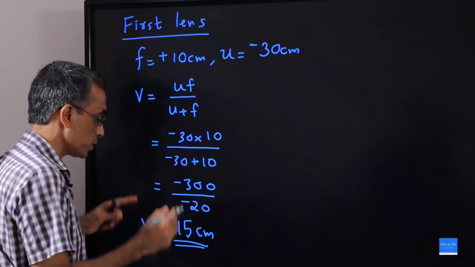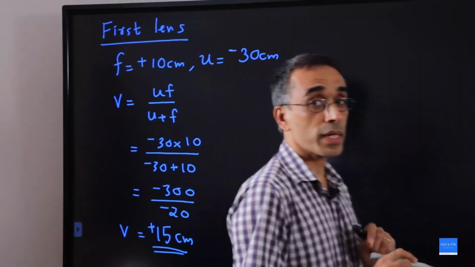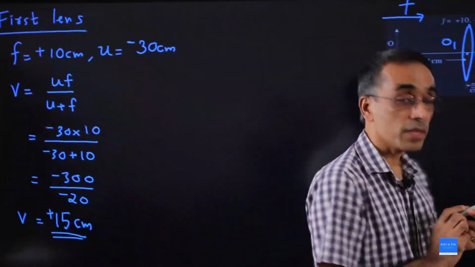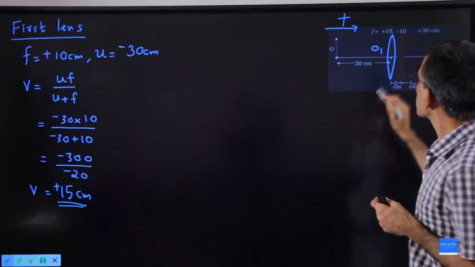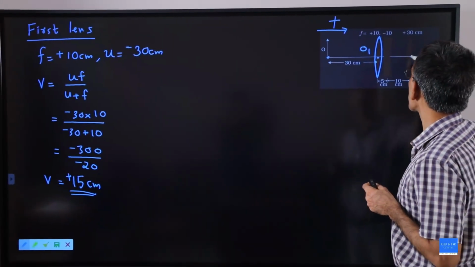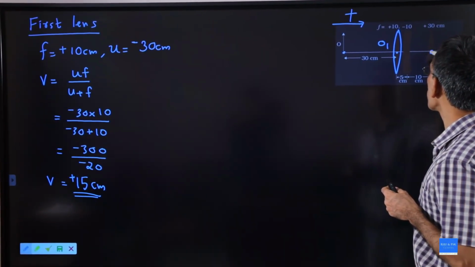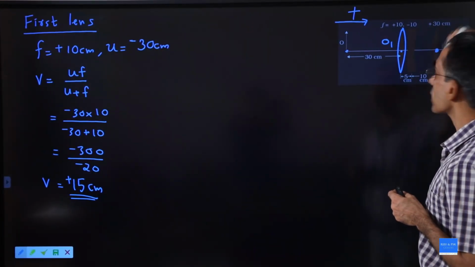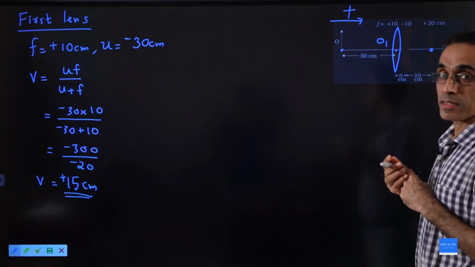That means the image of this object will be formed by the first lens at 15 centimeter to the right. So from this lens, 15 centimeter. So the first image must be formed here. That's interesting. That's exactly at the location of the third lens.